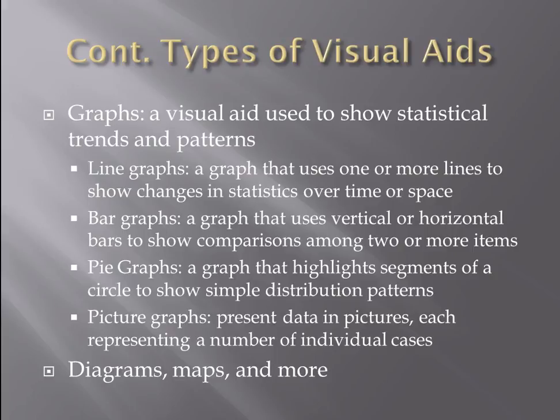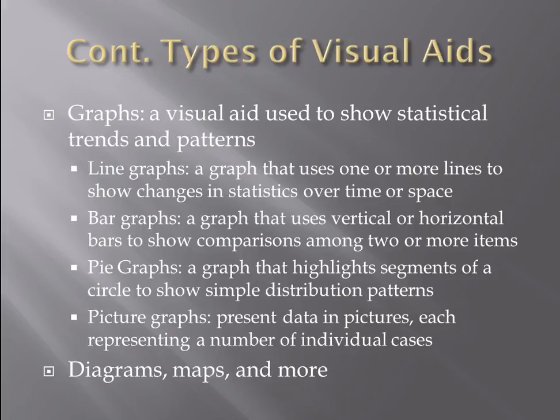Graphs are another type of visual aid that are commonly used. And a graph is just basically a visual aid used to show statistical trends and patterns. There are many different types of graphs, but we have line graphs. And that's a graph that uses one or more lines to show changes in statistics over time or space. We have bar graphs. Bar graphs are a graph that uses vertical or even horizontal bars to show comparisons among 2 or more items. So a line graph is the line that kind of shoots up a chart. Bar graphs are going to be actual bars that show up on the chart.